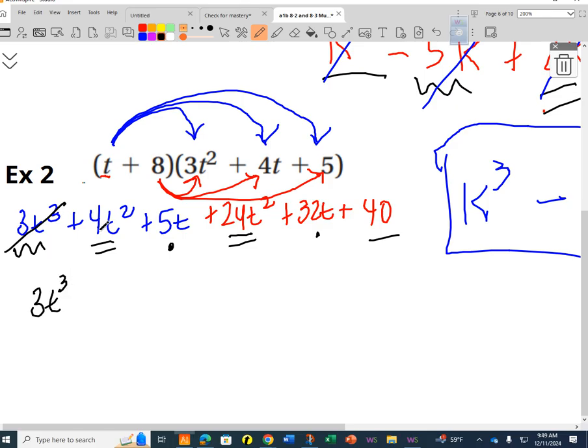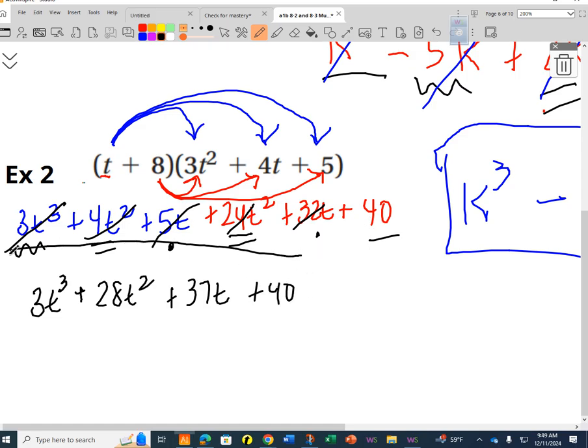What's 4t squared plus 24t squared? Perfect. What's 5t plus 32t, Brooklyn? When you're combining like terms, you add or subtract the coefficients. So what's 5 plus 32? 37 what? Yes, positive 37t. And nothing to combine the 40 with, so that is our final answer.